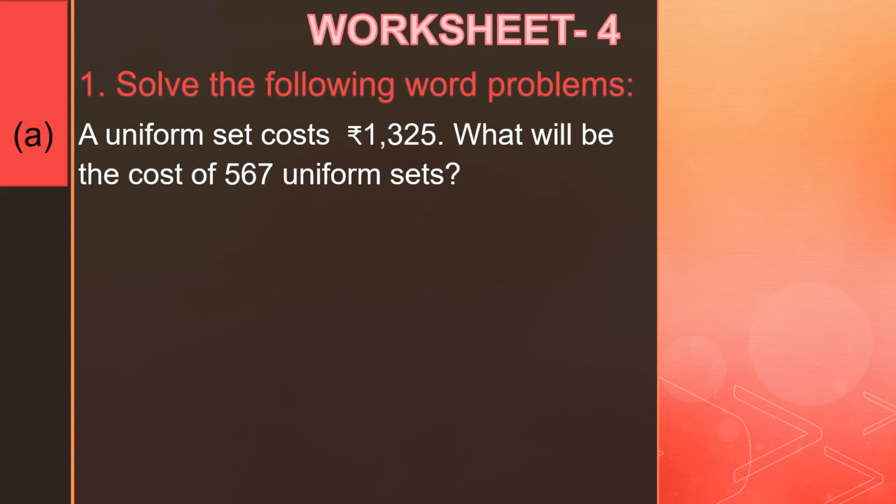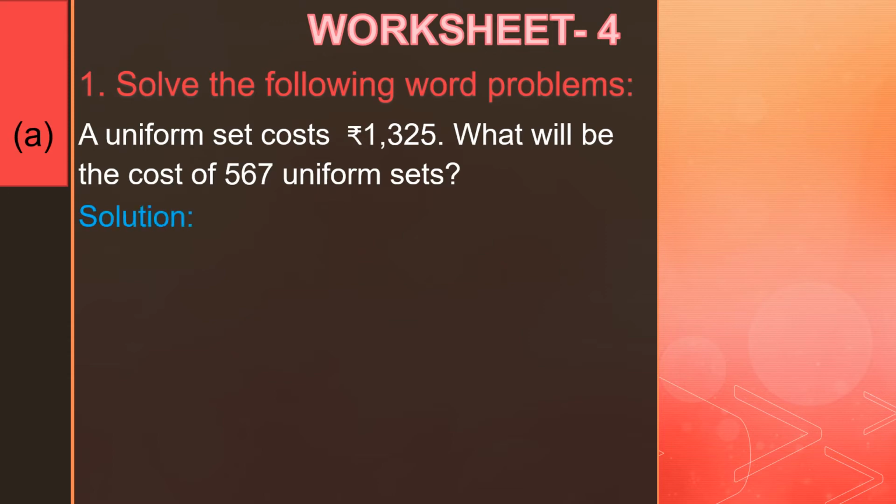Let's start worksheet 4, question number 1. Solve the following word problems. Question number A. A uniform set costs rupees 1325. What will be the cost of 567 uniform sets? Can you tell me what we have to do in this question? Multiplication or division? See, in this question, cost of one uniform set is given and find out more. Remember, if cost of one thing is given and find out more, we have to do multiplication, and cost of more things is given and find out one, we have to do division. So in this question, we have to do multiplication.